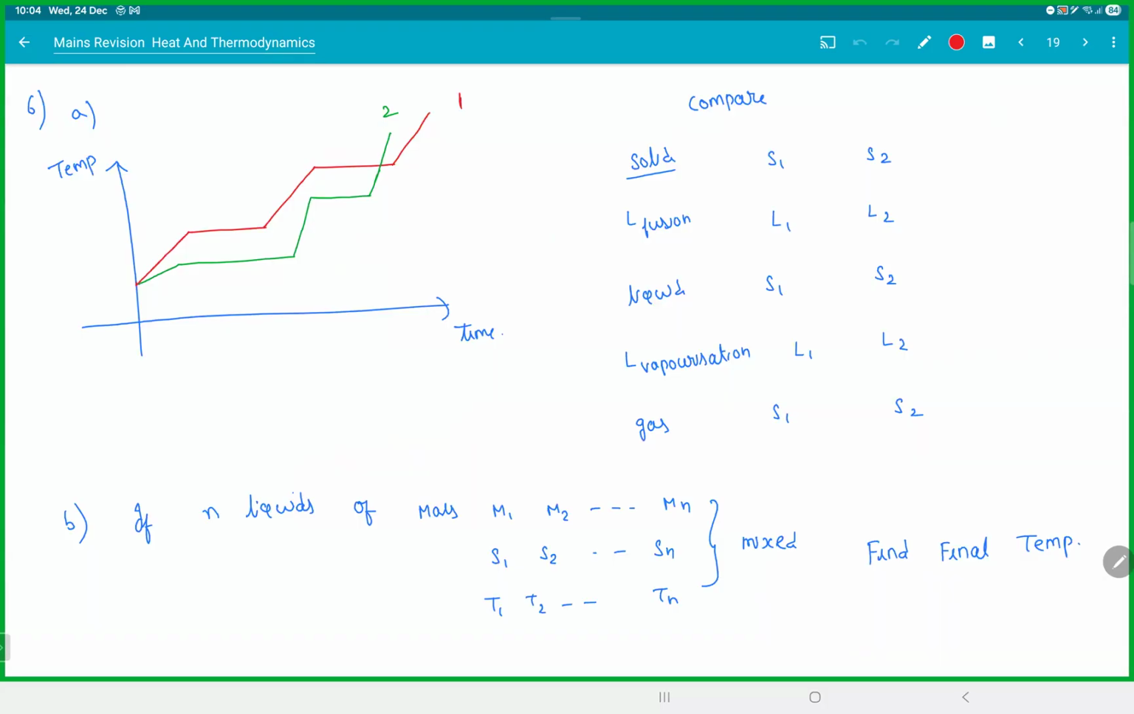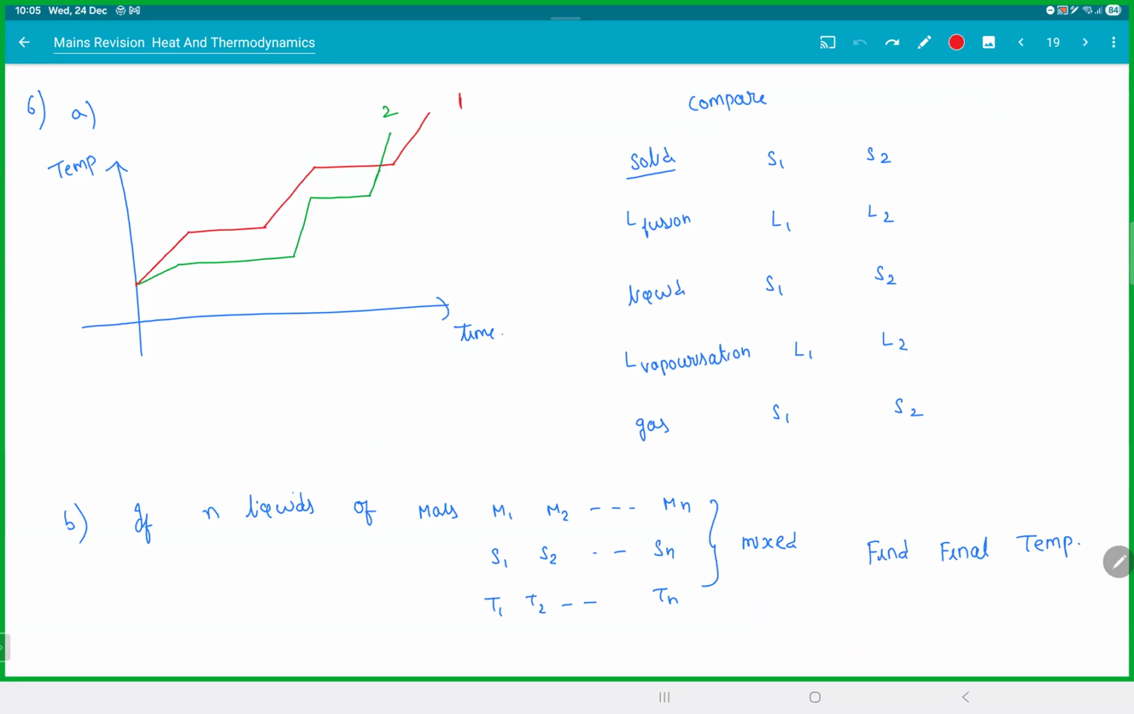Let's get these two. Hope you remember this graph. Temperature versus time graph is given for a substance. S1, S2, L1, L2. S1 is the specific heat capacity. L1 is the latent heat of fusion, liquid, vaporization, everything. Compare them. Do you guys remember this phase change graph?